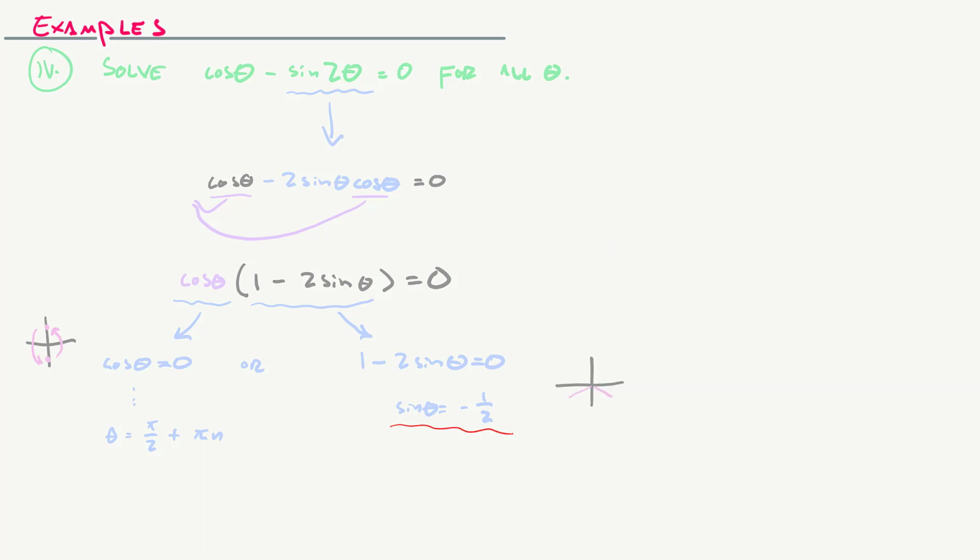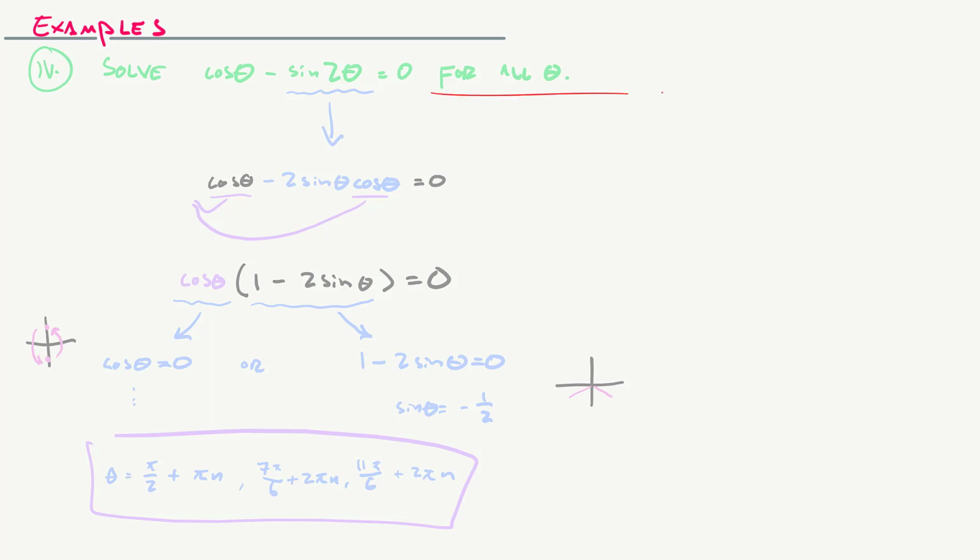Instead, what I did is I just thought about when sine theta would give you negative 1/2 on the unit circle, which of course are at 7 pi over 6 and 11 pi over 6. But then realizing that we're not working on a specific interval, everything that's coterminal with those things would also be a solution. So I added the plus 2 pi n.